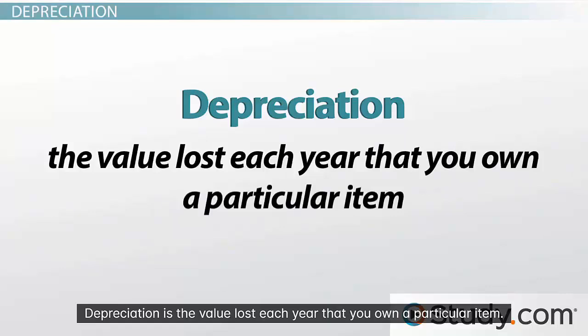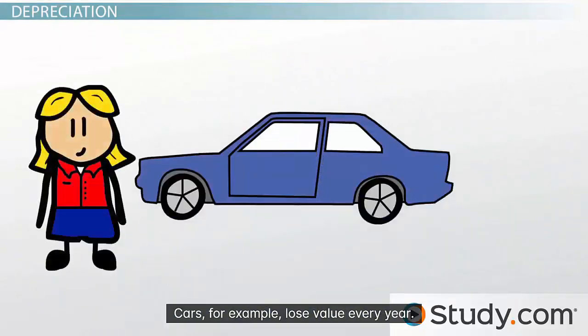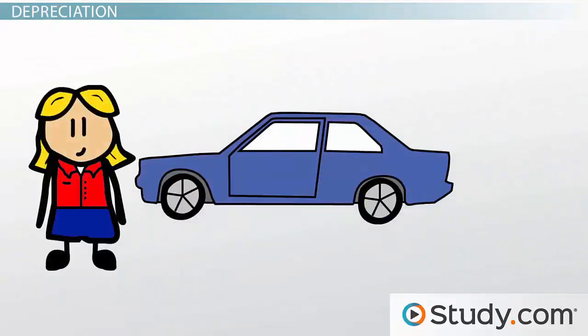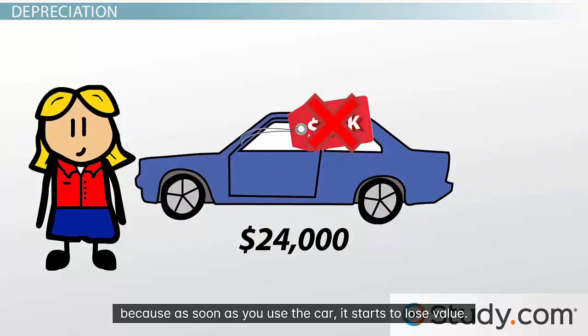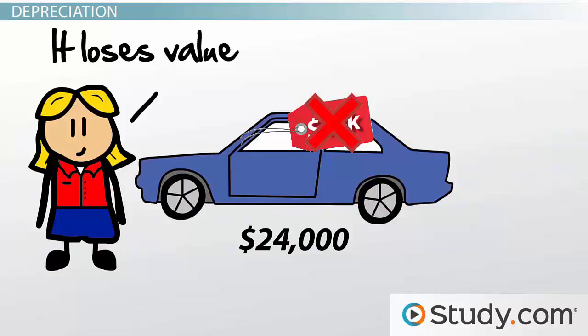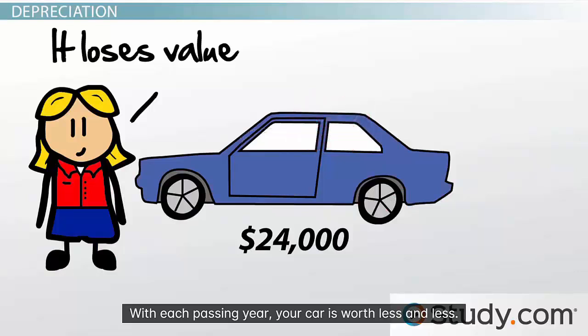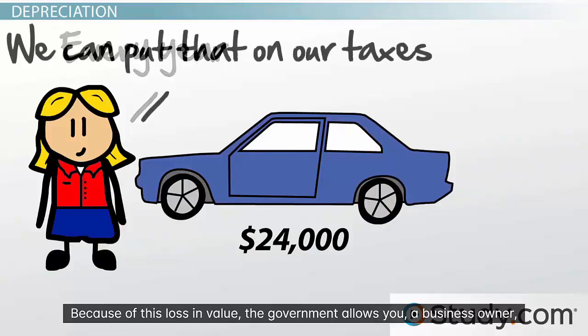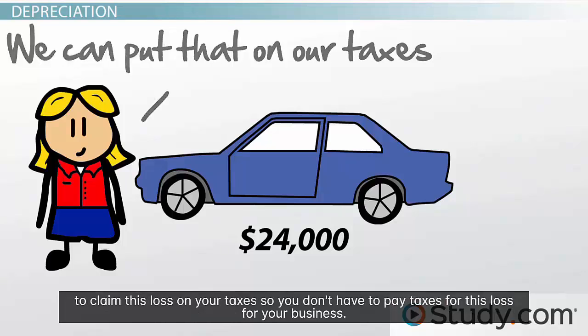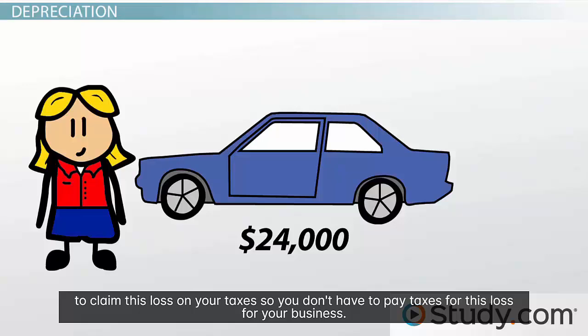Depreciation is the value lost each year that you own a particular item. Cars, for example, lose value every year. For example, if you buy a car for $24,000, you can't sell it for $24,000 because as soon as you've used the car, it starts to lose value. With each passing year, your car is worth less and less. Because of this loss in value, the government allows you, a business owner, to claim this loss on your taxes, so you don't have to pay taxes for this loss for your business.